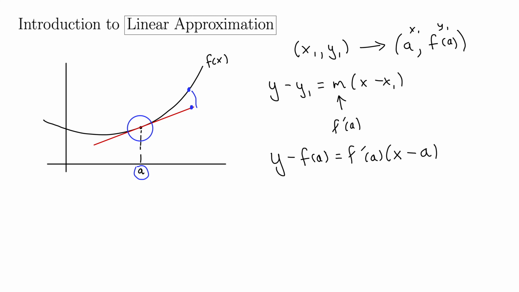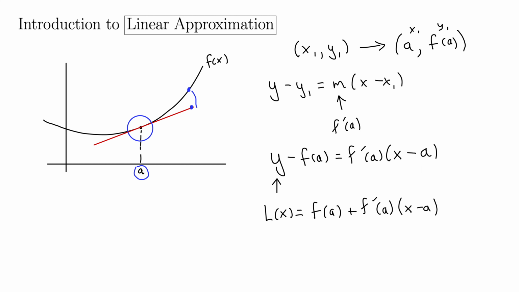Next, we essentially solve this for y, but instead of y, we're going to write this as the linear approximation of x, so we'll call this L of x. L of x equals, we add the f of a to both sides, f of a, and then plus, we still have left over here, f prime of a times the quantity x minus a.